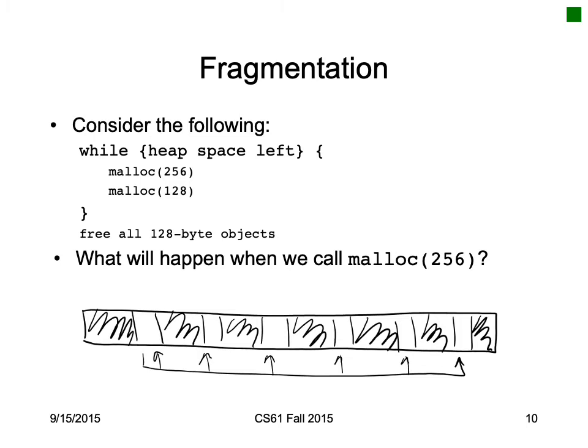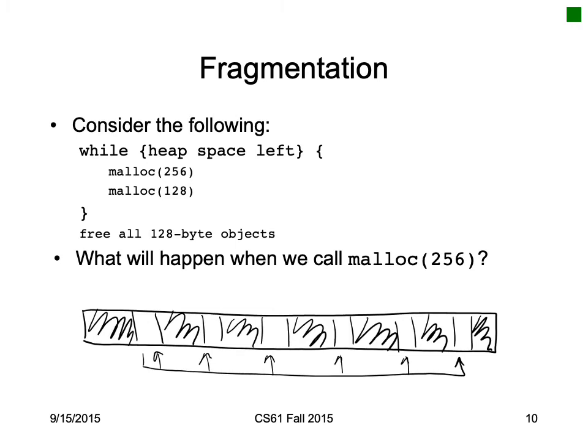The question I'd like you to think about is, what happens if we then free all the 128-byte objects? So once we do that, we know that roughly a third of memory is free. But what if we now call malloc and ask for a 256 byte object? What do you suppose will happen?